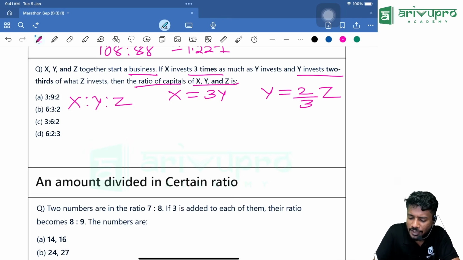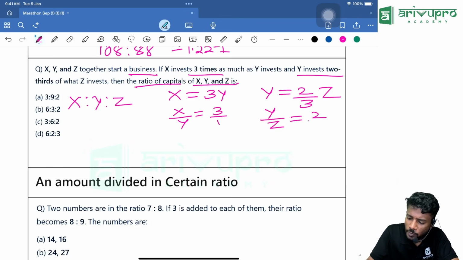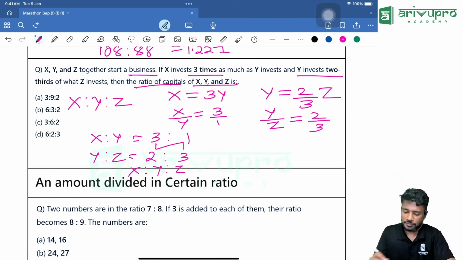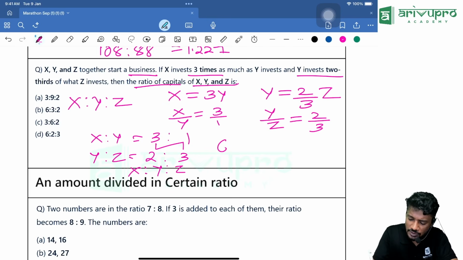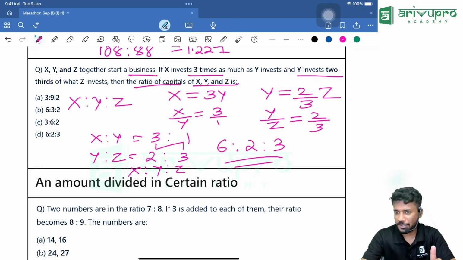Now, people, it is given like this. How will you write it as a ratio? X by Y is what? 3 by 1. Am I right? Then Y by Z is what? 2 by 3. Now, that means X is to Y is equal to how much? 3 is to 1. Y is to Z is how much? 2 is to 3. Now get me X is to Y is to Z. How much is it? 6 is to 2 is to 3. Right?